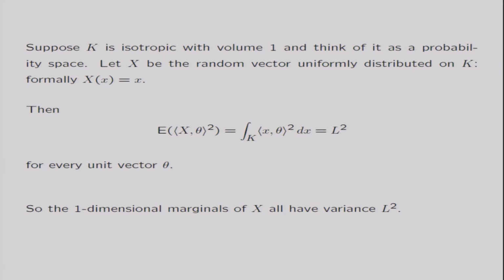Okay, so I've got an isotropic set, volume 1. I think of it as a probability space. I have Lebesgue measure restricted to this set, total mass 1. This is a probability space.